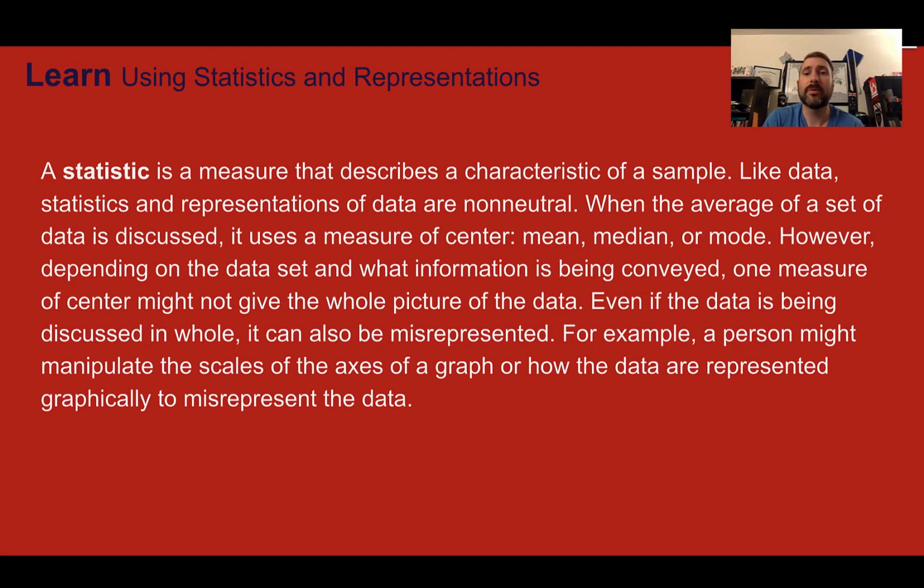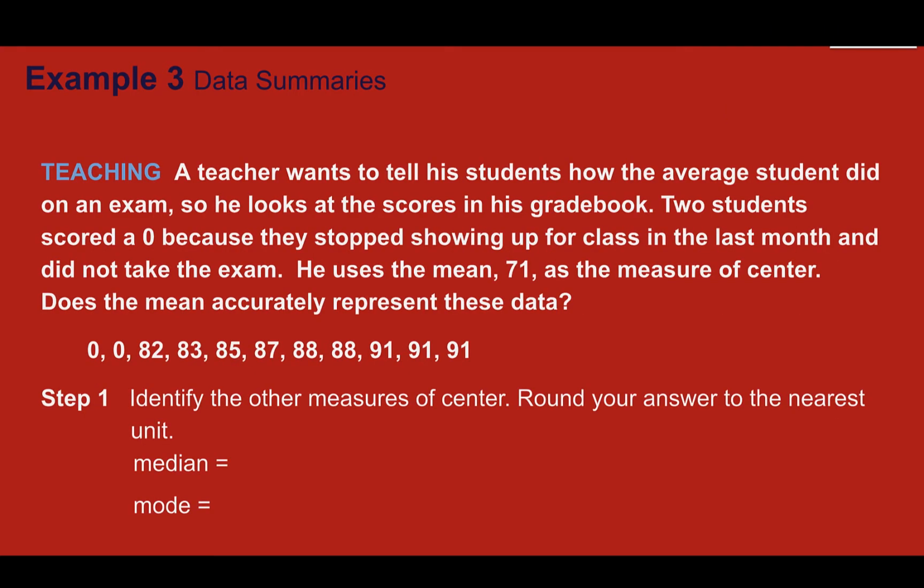Even if the data is being discussed in whole, it can be misrepresented. For example, a person might manipulate the scales of the axes of a graph or how the data are represented graphically to misrepresent the data. In the next couple examples, we're going to look at how people might use data to mislead you. So be on the lookout for these types of things. We're going to skip to example 3 and learn about data summaries.